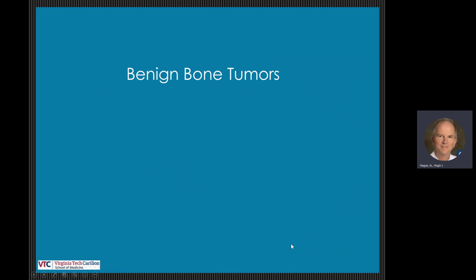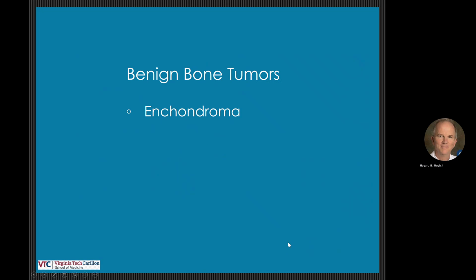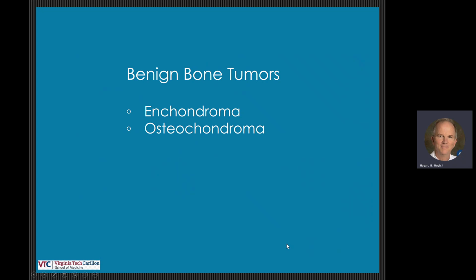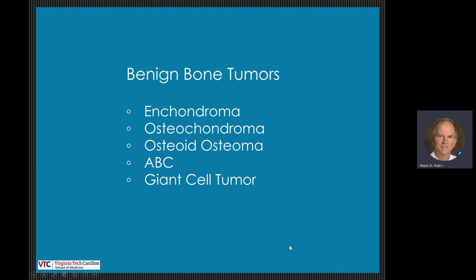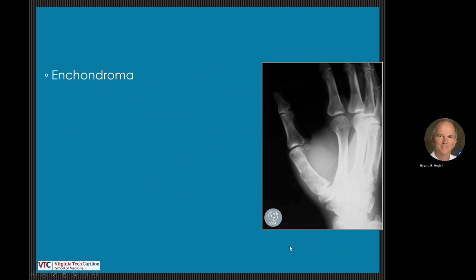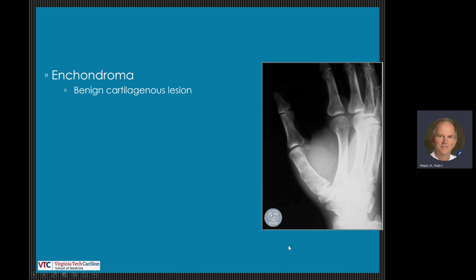So we will move now into benign bone tumors. These include enchondromas, osteochondromas, osteoid osteomas, aneurysmal bone cysts, and giant cell tumors of the bone. Enchondromas are benign cartilaginous lesions. They are intraosseous. They account for about 90% of all bone tumors in the hand.